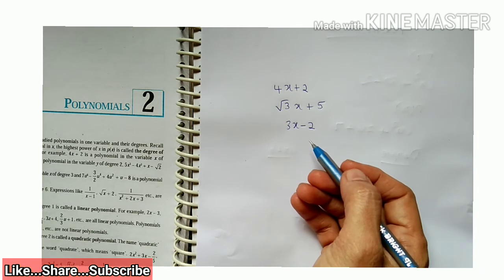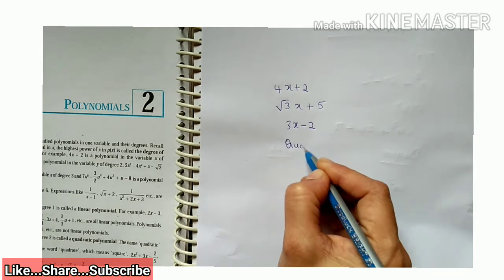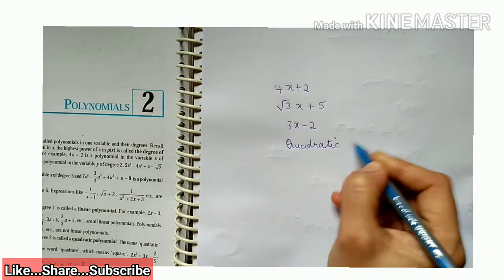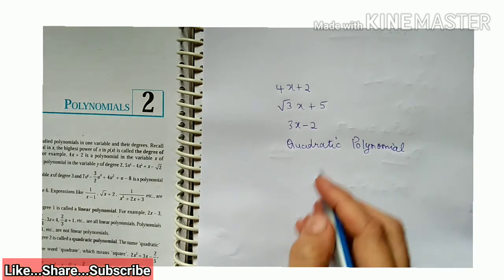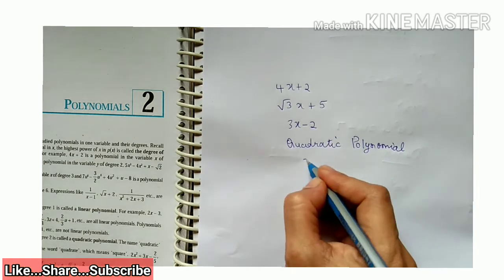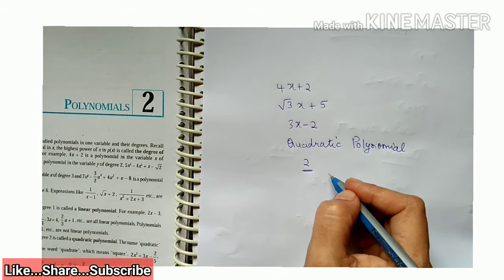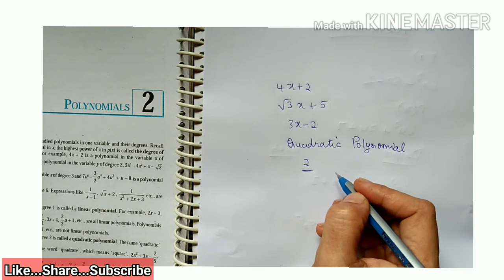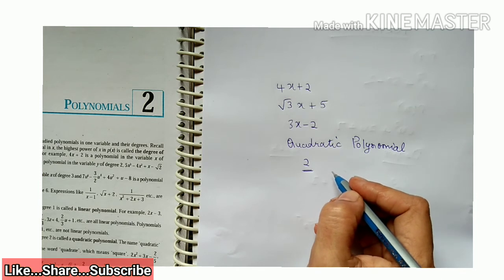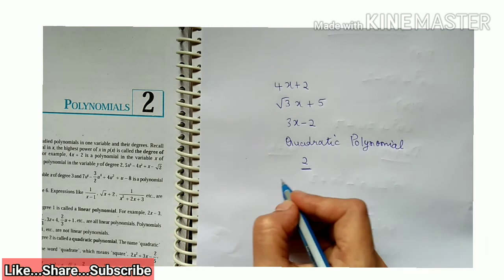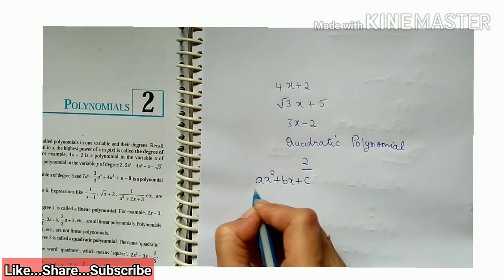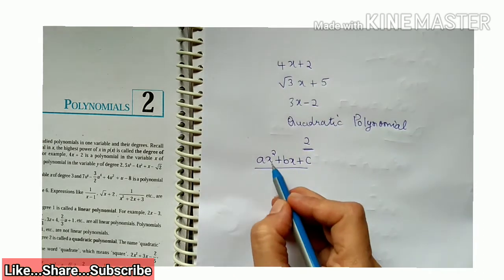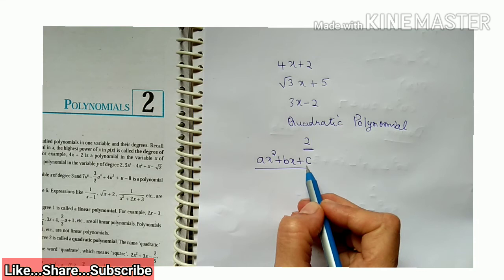Next type of polynomial is quadratic polynomial. If the degree of p of x is 2, then it is called quadratic polynomial. General form or standard form of quadratic polynomial is ax square plus bx plus c. This is the standard form of quadratic polynomial.